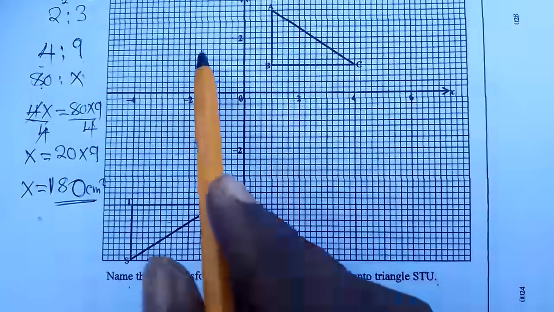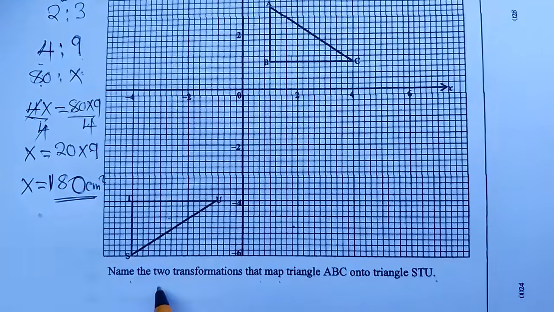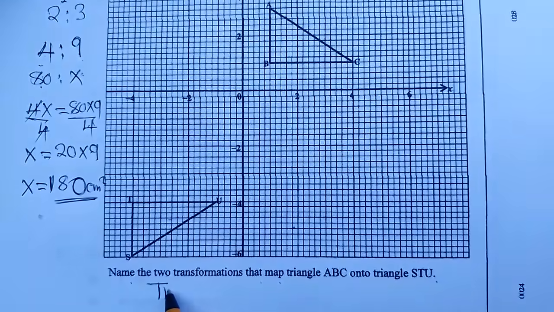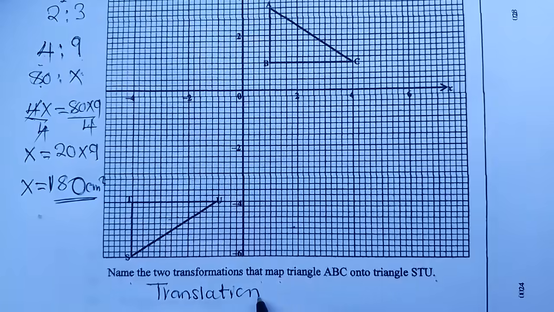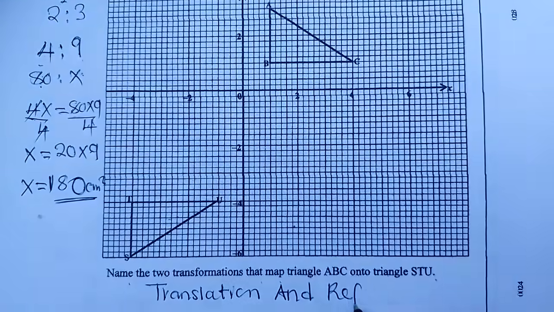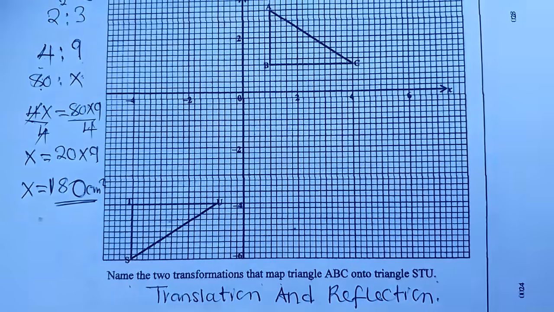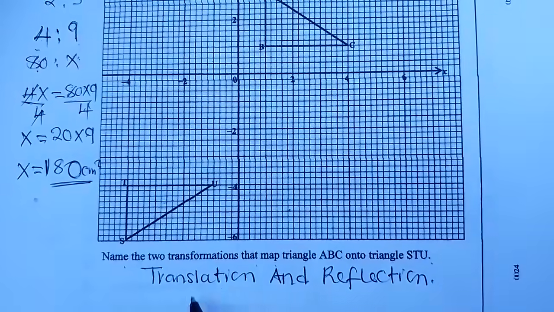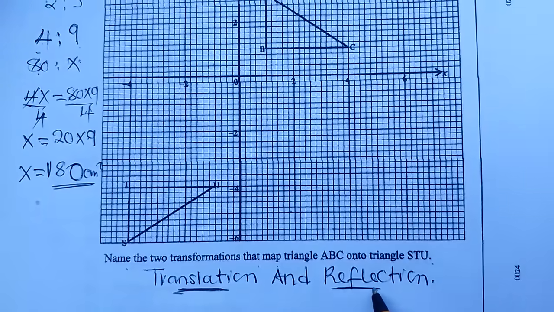So the two transformations that map triangle ABC onto this one. Even if you don't know how they are moving, you just say it is what? The first one was translation, and then reflection. Like this. These are the two transformations. Why? So now, how did I know that this is translation and this is reflection?